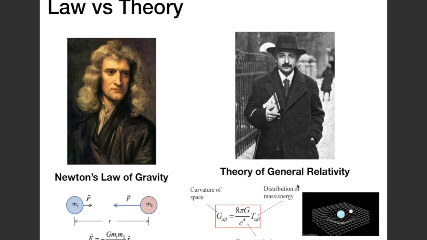This can be contrasted with Einstein's theory of general relativity, which is predictive, but it also is explanatory. It explains why gravity exists in terms of the curvature of space.